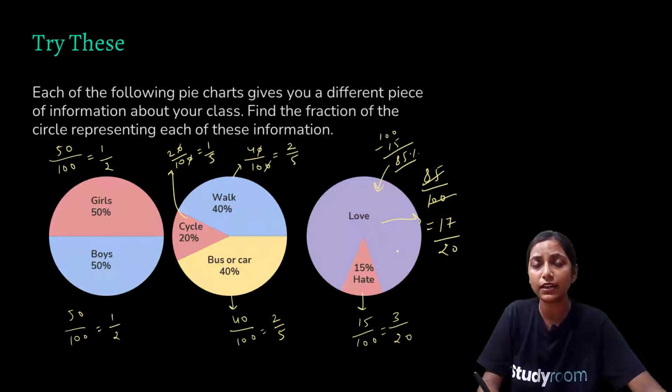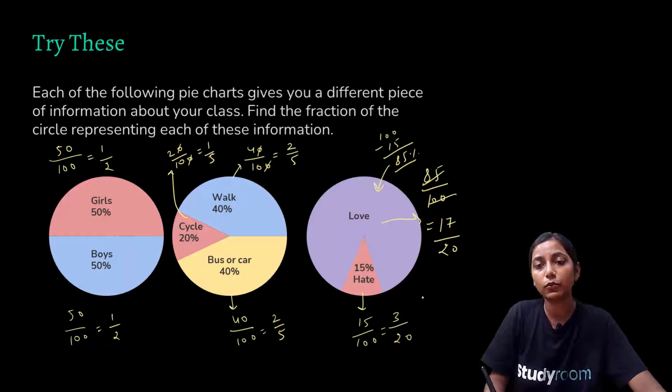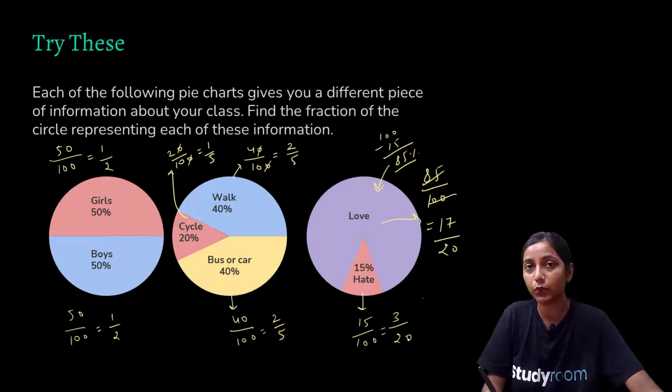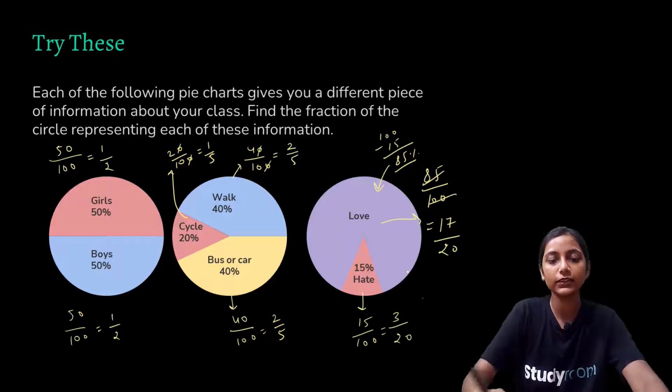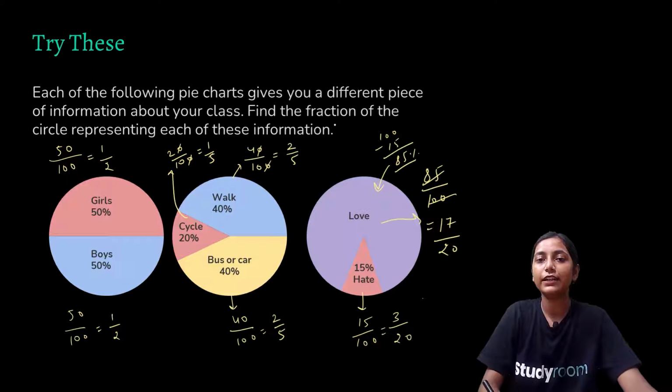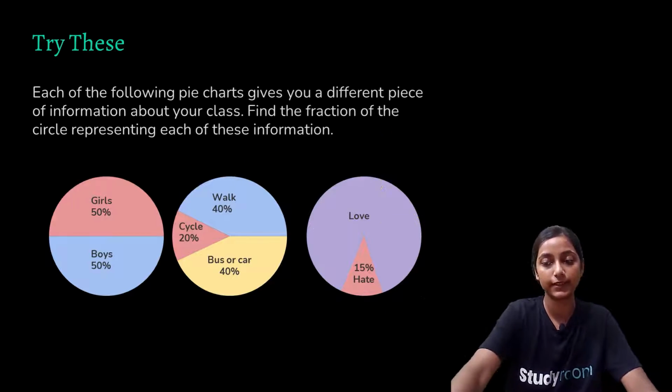We can directly find it also. We have 3 by 20 for hate, so from 1 we can subtract 3 by 20. We will get 17 by 20. So this is what we had to find: the fraction of the circle representing each of these pieces of information. This is how we can find such fractions.